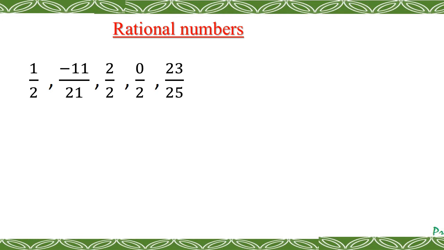Similarly, 0 is a whole number. 0 by 2 is also a rational number. So 0 can be a rational number. But 23 by 25 cannot be written as a whole number. So any numbers you have read can be written in rational number form.